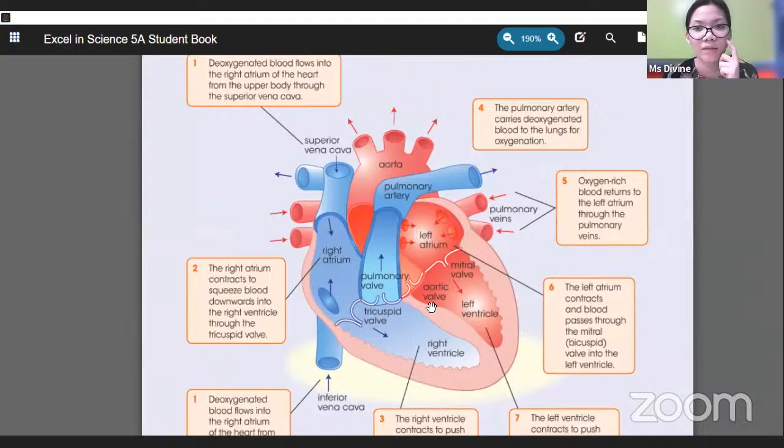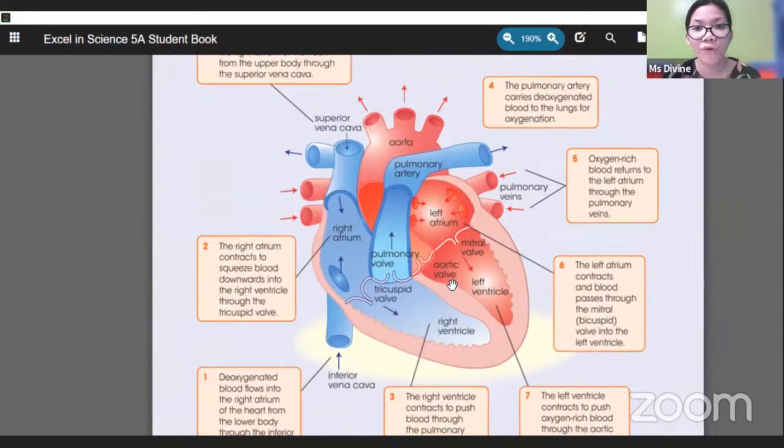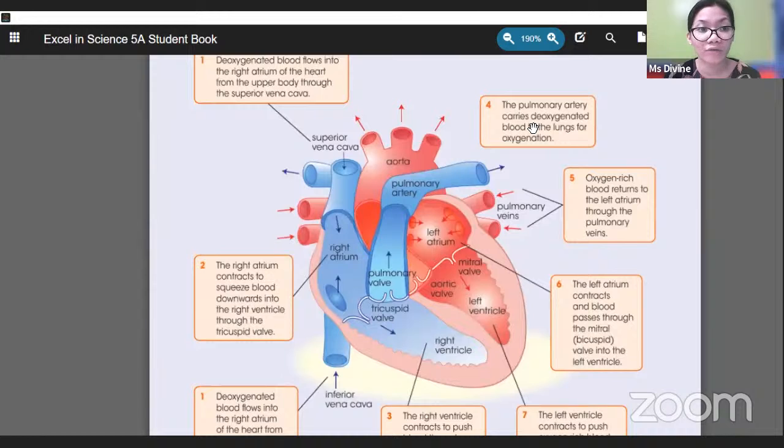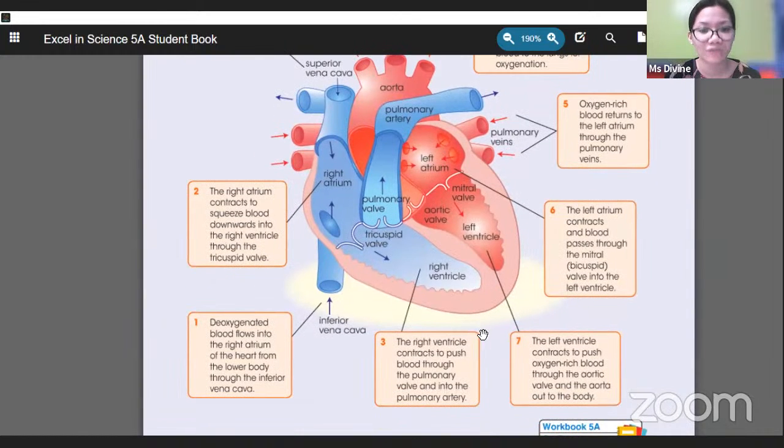Next, number three, the right ventricle contracts to push the blood through your pulmonary valve. This is where it goes into your lungs. Number four, the pulmonary artery carries the deoxygenated blood, the oxygen that is already used up, and then it will be converted into oxygenated blood. And then number five, the oxygen-rich blood returns to the left atrium. And then number six, it goes to the left atrium and left ventricle.